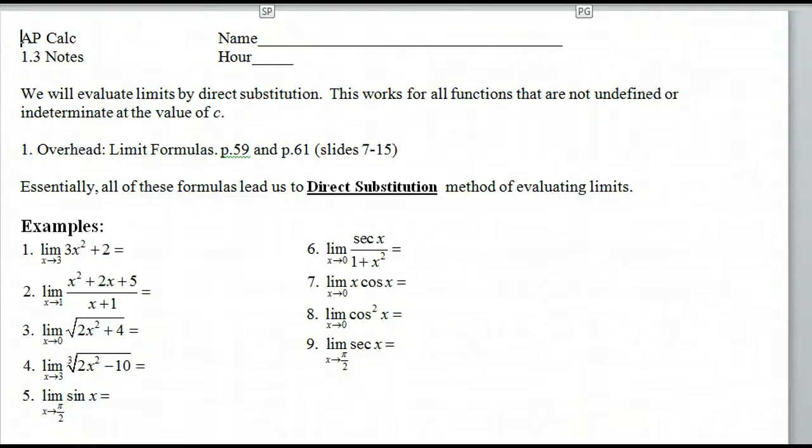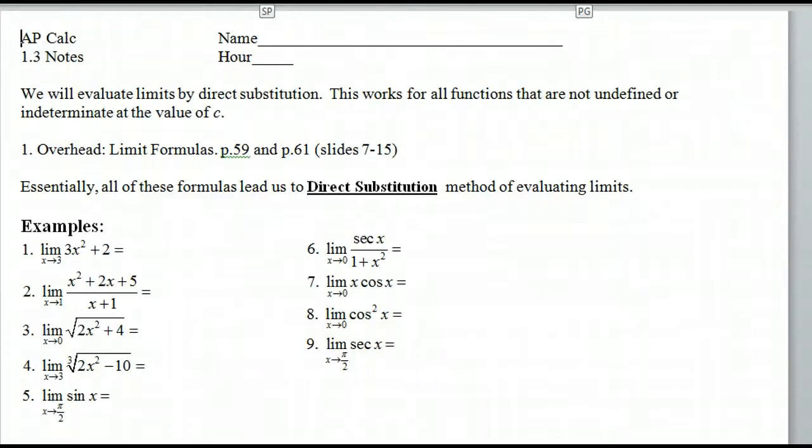Hi, this is section 1.3 in AP Calculus, and this is dealing with limits, and we're going to try to evaluate limits analytically. If I get some problems, I could look at them graphically and with tables like we did before, but I think we found quite a few patterns when we were doing this.